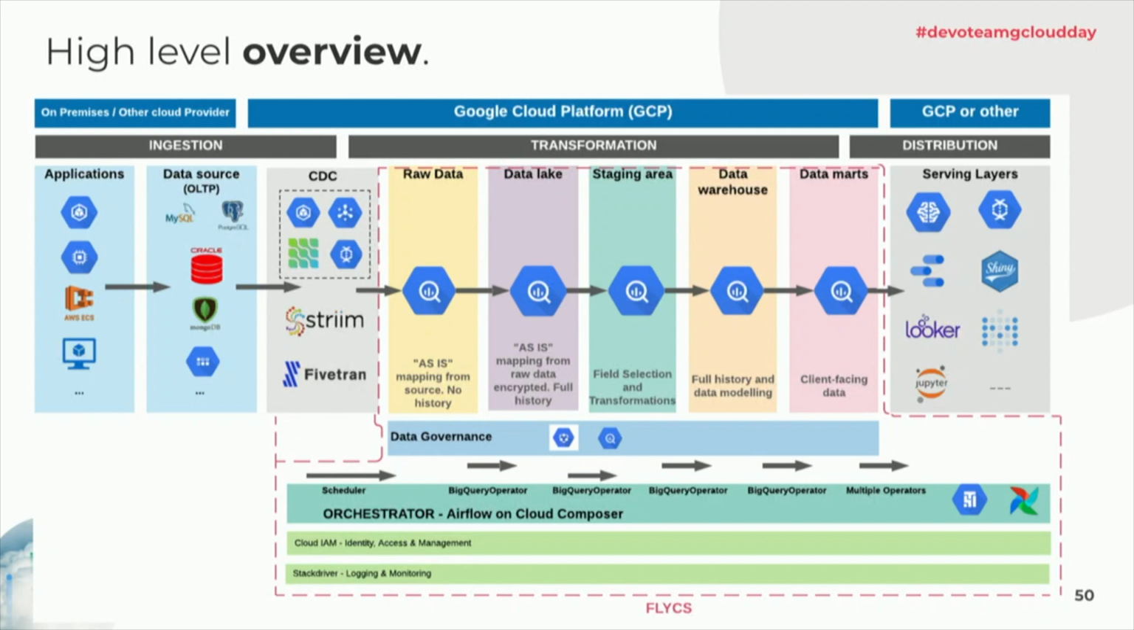Then you can see that the real power starts with Flycs when we start to talk about transformations. The first transformation layer comes from the raw area. The raw area is just an area that is the landing place for all the data that is coming straight from your database. The second layer is the real data lake area, where you will have your encrypted data and historized data.